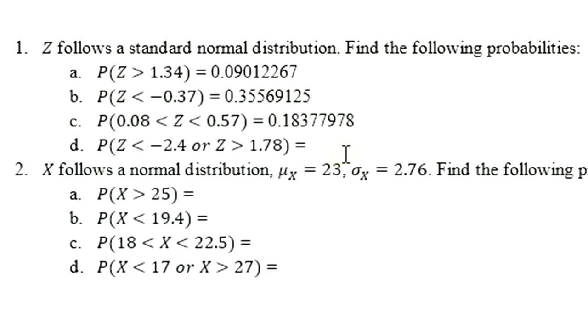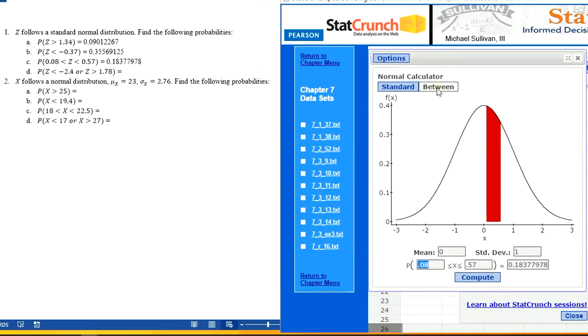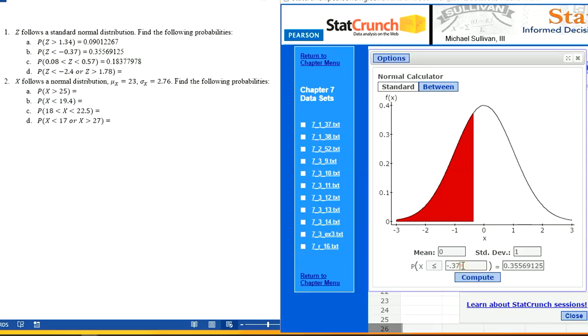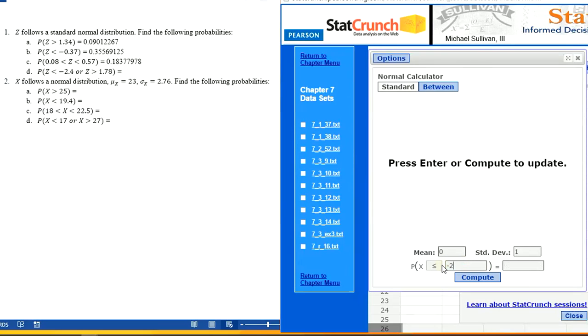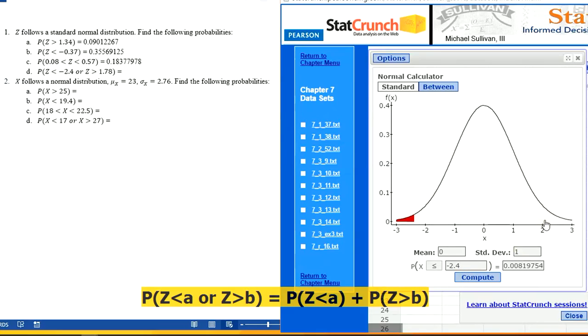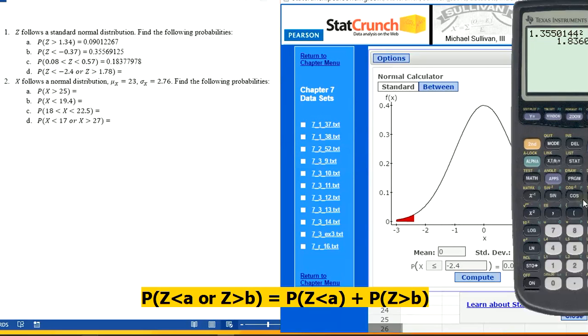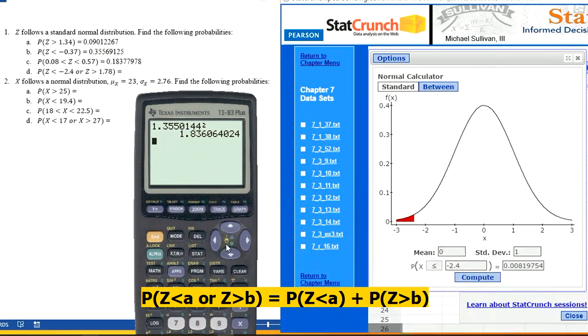Now for a probability in the tails, this is the probability that Z is either less than negative 2.4 or greater than 1.78. One way that you can do it is you can calculate the area. Say first you can go less than negative 2.4, compute that, and I'm going to just put that into my calculator.